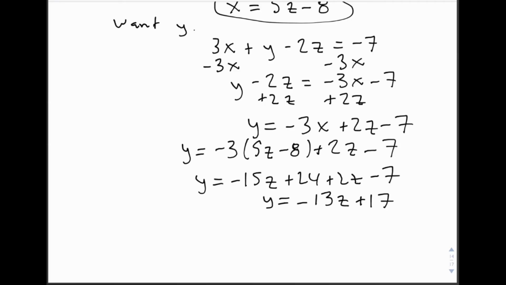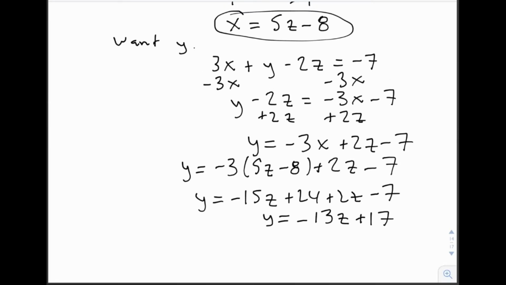So we have our x, we have our y, and we know that z is just going to be z because we have our others in terms of z. So notice how we have this one in terms of z, and we have this one additionally in terms of z. So we are good to go as far as writing our solution set.